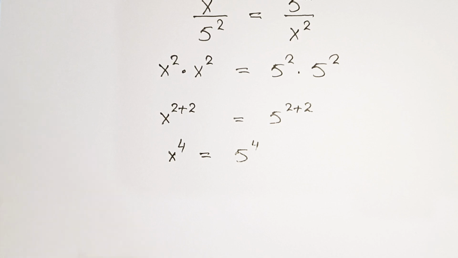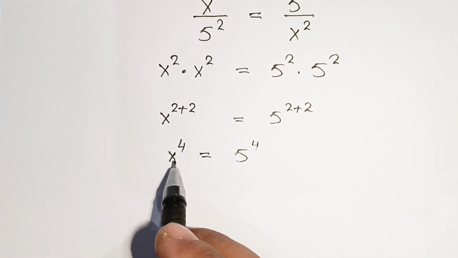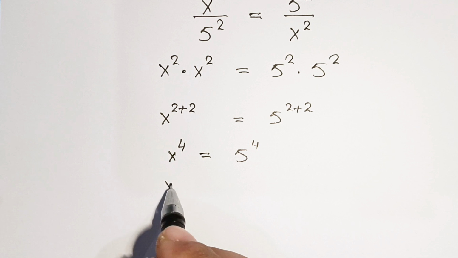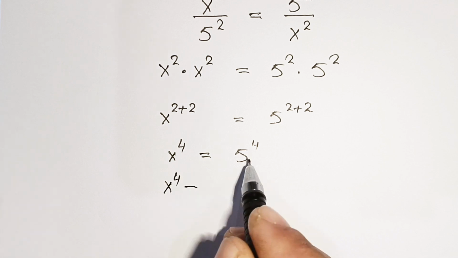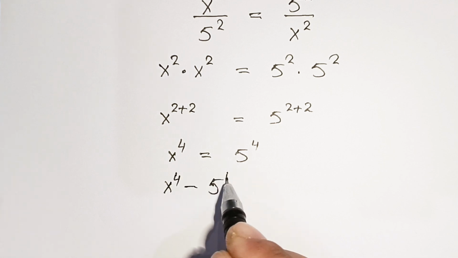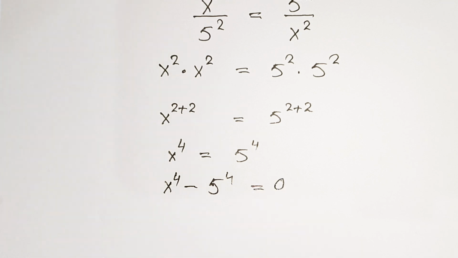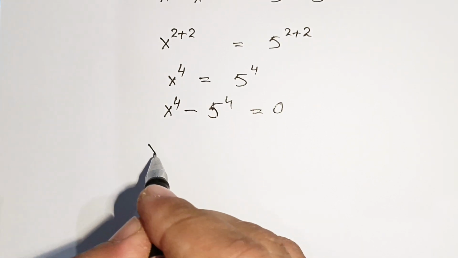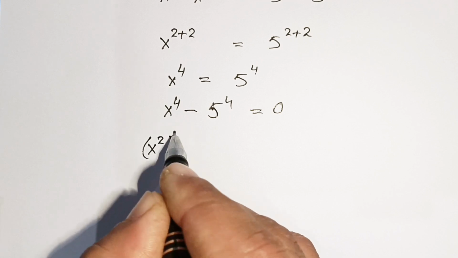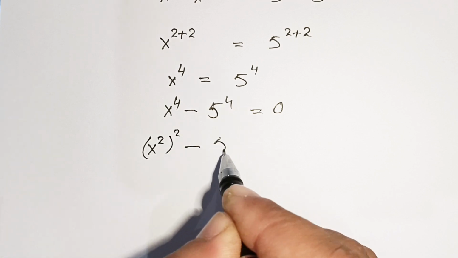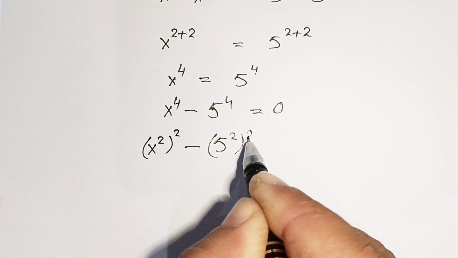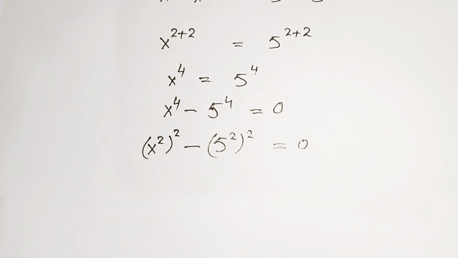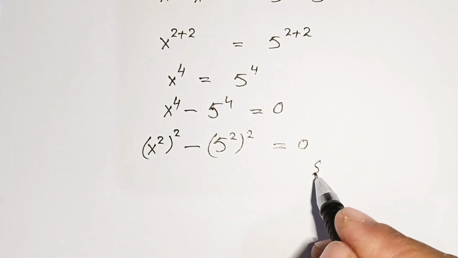Now we can also write this as x to the power 4 minus, shifting this one, 5 to the power 4 is equal to 0. This x to the power 4 is written as x squared whole squared minus 5 squared whole squared is equal to 0. Now we can use an algebraic identity.